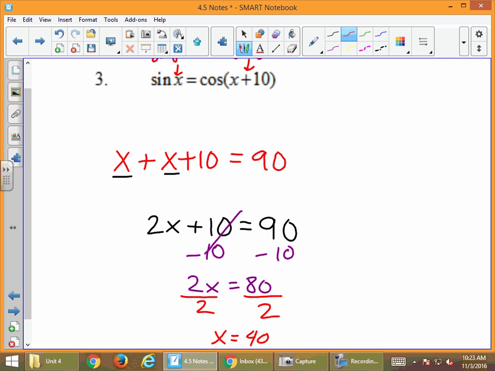40. Good. So again, we just found this angle. x is representing an angle in this right triangle. We know one of them's 90. We found that one of them is 40. So without really having to do much math, what do we know the other one has to be?